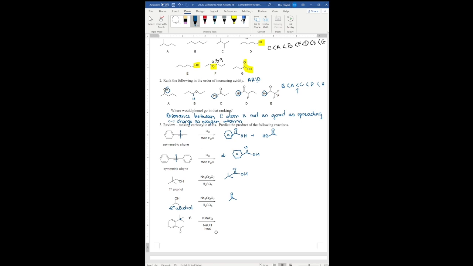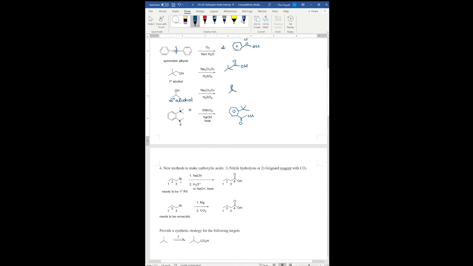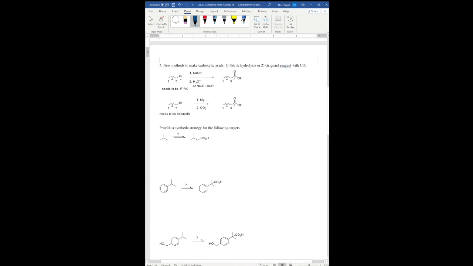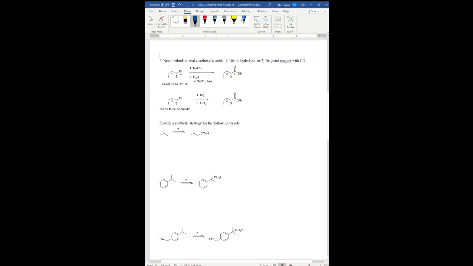However, when we look down here in this carbon, due to the fact that there is one hydrogen atom, we can make a carboxylic acid in that very position. So now that we have covered all the old reactions, let's move on to the newer reactions that we will be learning today. There are actually two methods of making carboxylic acid that we're going to learn: one being the nitrile hydrolysis and one being Grignard reagent with carbon dioxide.